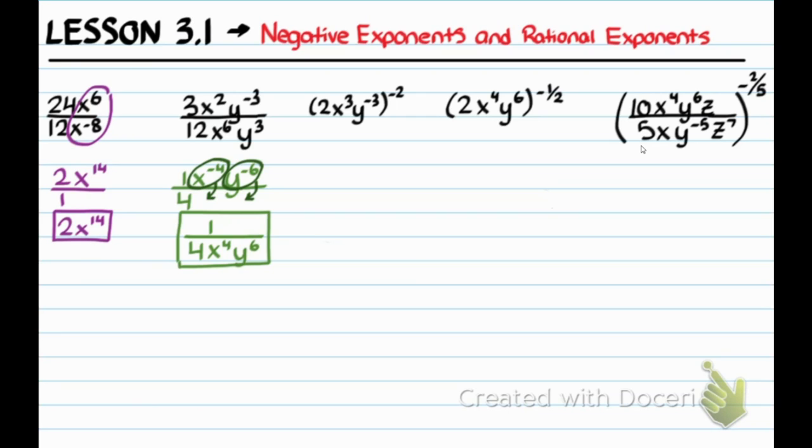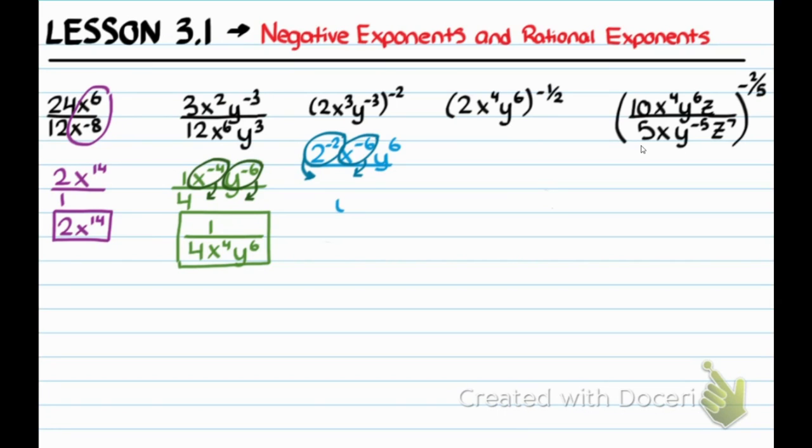So we would do 2 to the negative second, x when I multiply. So I have to multiply 3 times negative 2, which is negative 6. And then y to the negative third to the negative second would be y to the positive sixth power. And now we just have to fix it. So the ones that have negative exponents are 2 to the negative second, that's going to have to get moved to the bottom, and x to the negative sixth, that's going to have to move to the bottom.